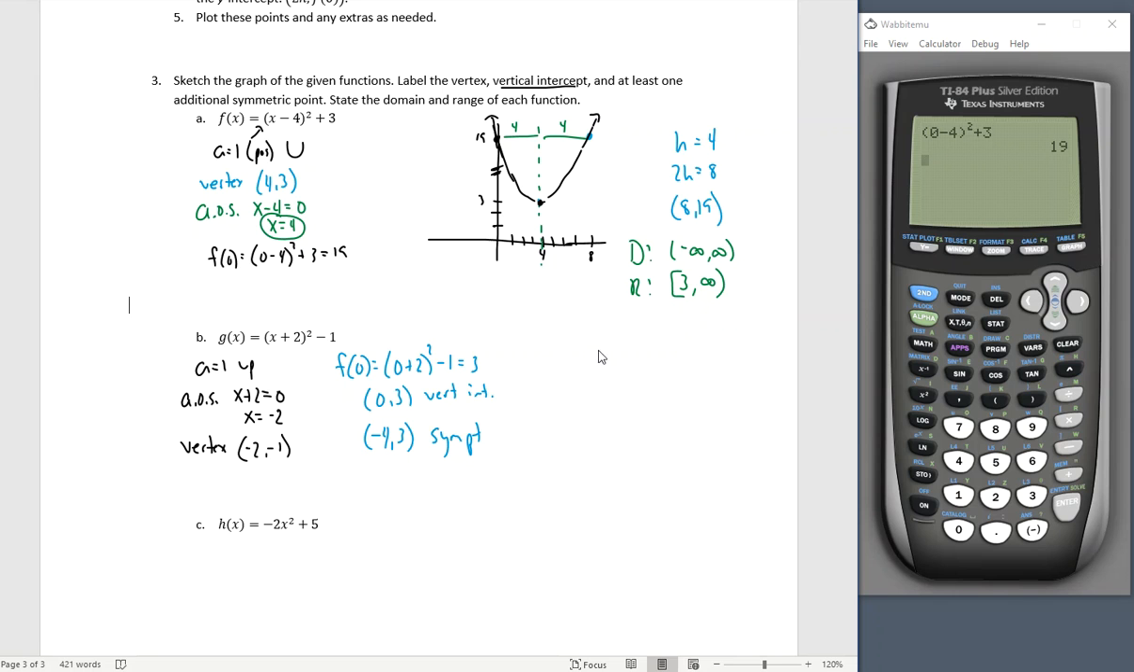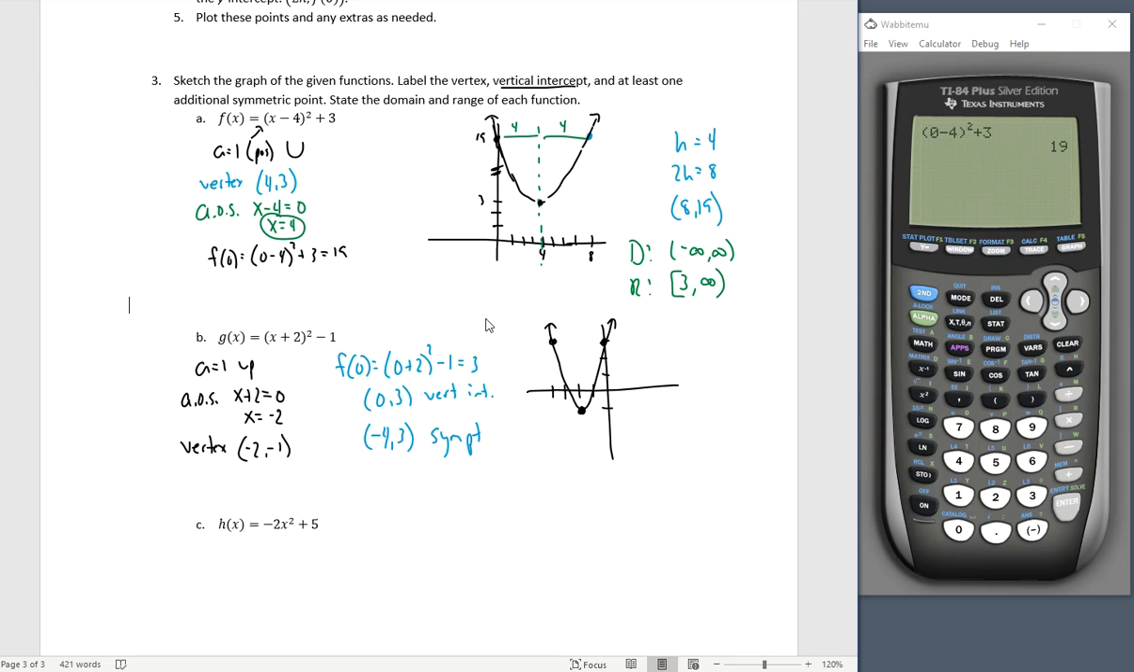Let's draw this graph. Let's see how we did. -2, -1 for our vertex. 0, 3 for our vertical intercept, and -4, 3 for our symmetric point. And we can more or less draw the graph. If you're drawing it by hand, just make the point big enough, it's all good.